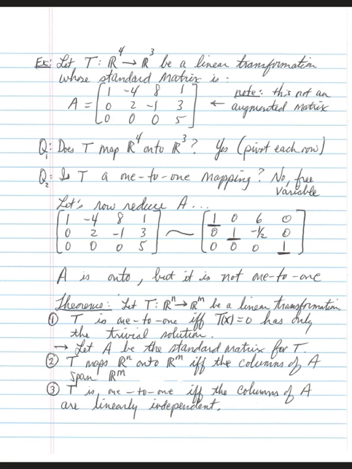It's actually easier just to look for pivots in each row for onto, in my opinion, and pivots in each column for one-to-one. T is one-to-one if the columns of A are linearly independent. And again, that would be 3 pivots. A pivot in each column, let me rephrase that.